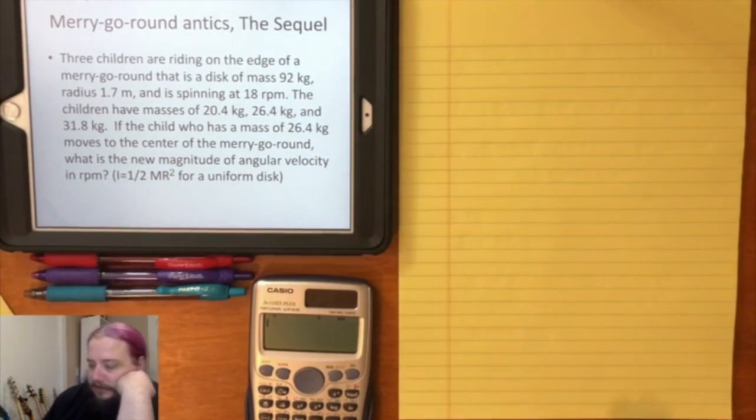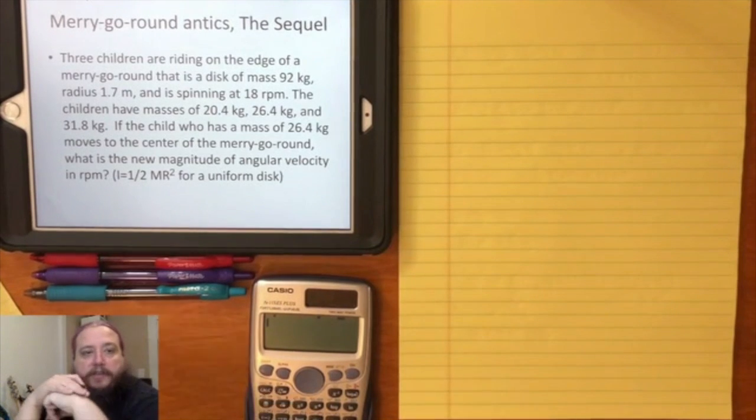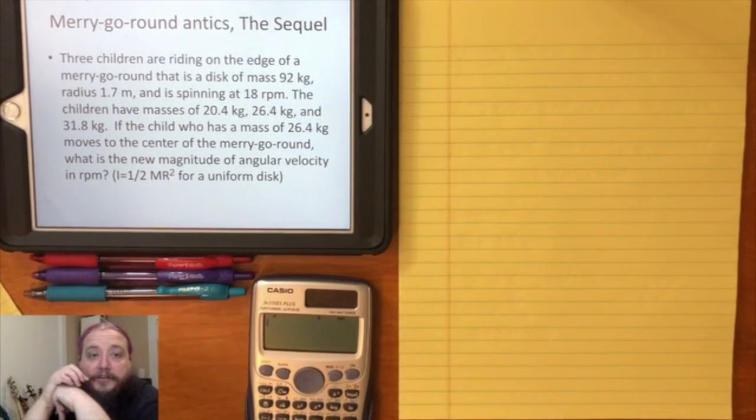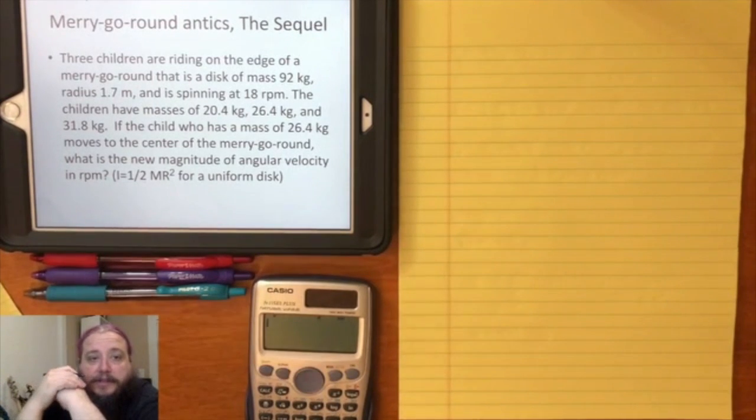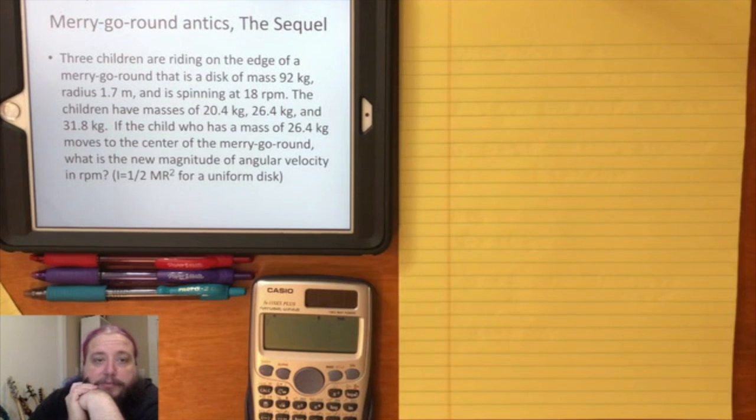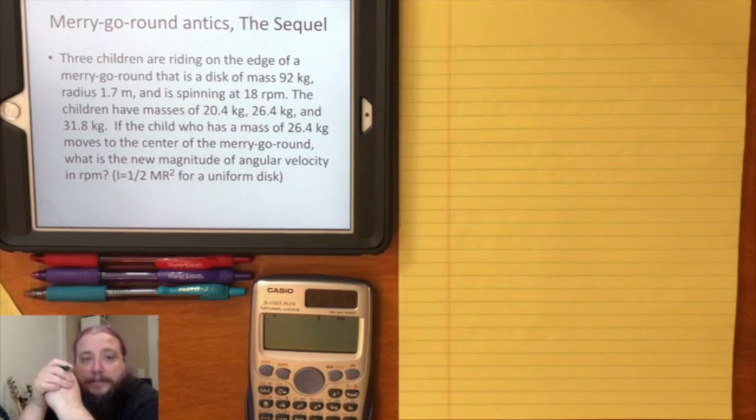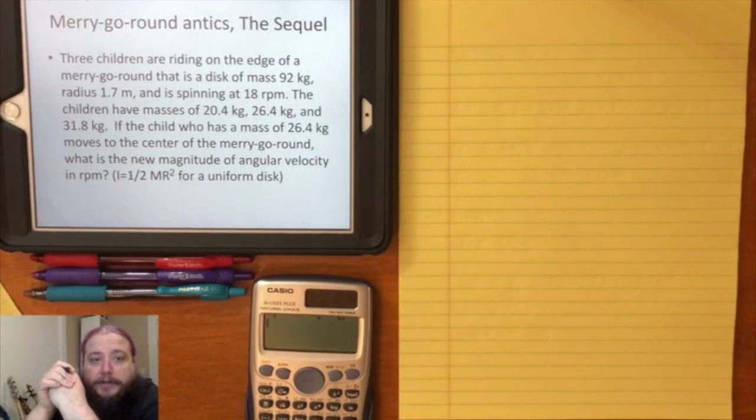Another one of these rotational momentum problems. It says here, 3 children are riding on the edge of a merry-go-round that has a disk of mass 92 kilograms, a radius of 1.7 meters, and is spinning at 18 RPM. The children have masses of 20.4 kilograms, 26.4 kilograms, and 31.8 kilograms. If the child who has a mass of 26.4 kilograms moves to the center of the merry-go-round, what is the new magnitude of the angular velocity in RPM?